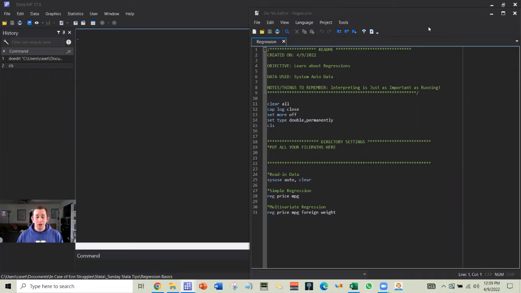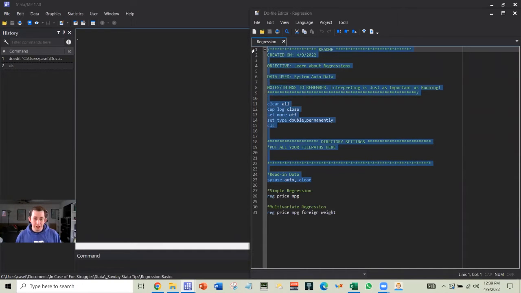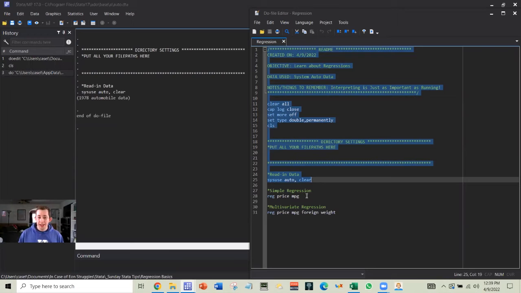Today we are going to be going over the basics of running and interpreting regressions in Stata. We're going to use both a simple regression and a multiple regression. We are going to be using this auto data that we've been using for previous Sunday Stata tip videos. And let's go ahead and get into it.